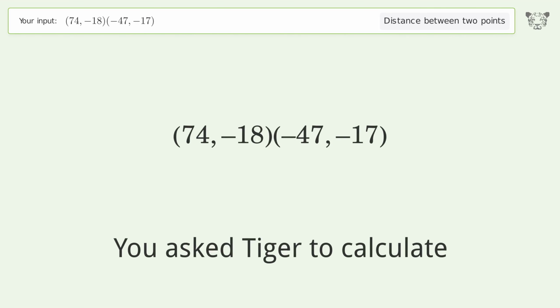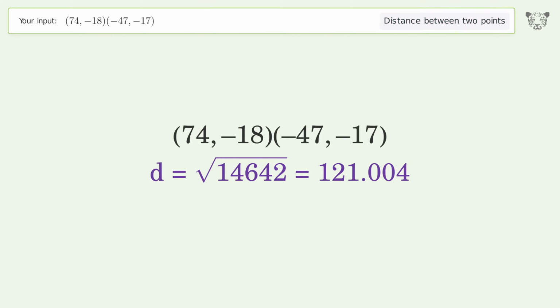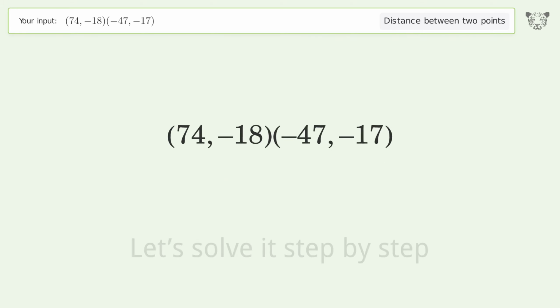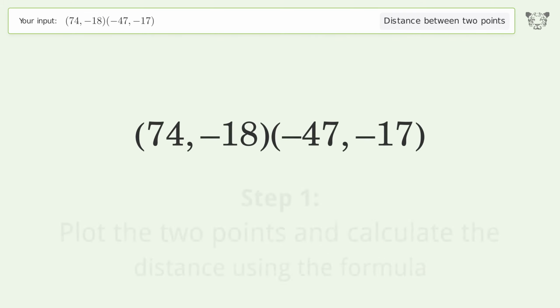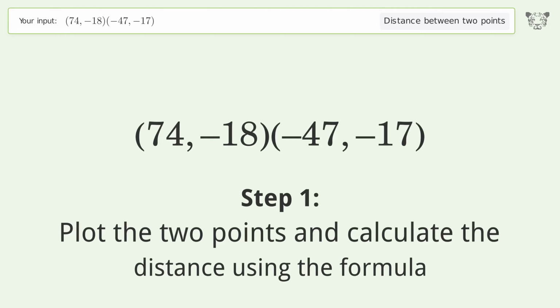You ask Tiger to calculate. This deals with the distance between 2 points. The distance between the 2 points is the square root of 14,642, or 121.004. Let's solve it step by step. Plot the 2 points and calculate the distance using the formula.